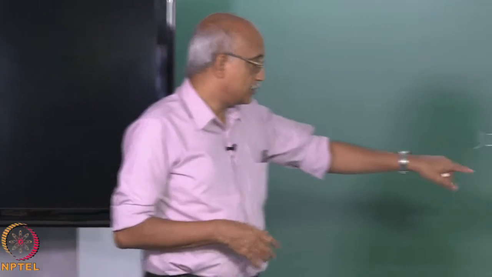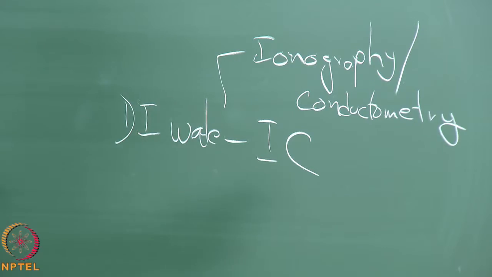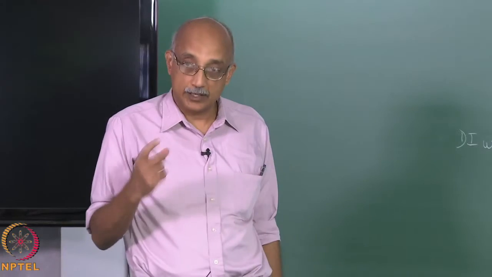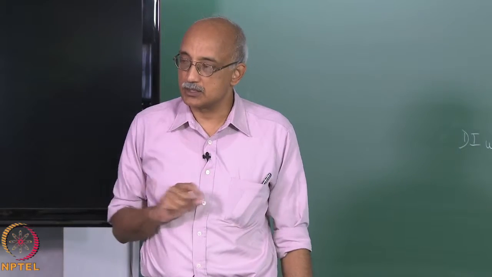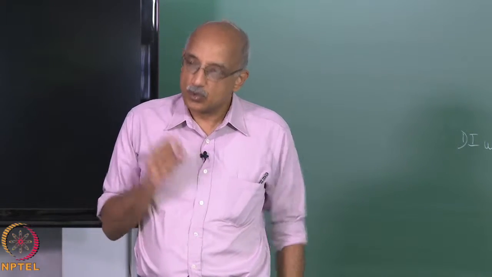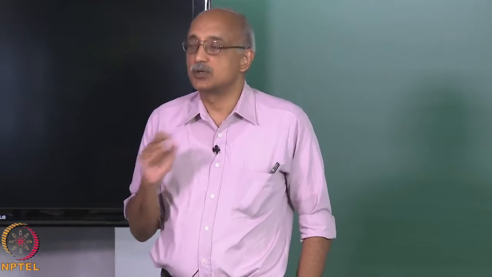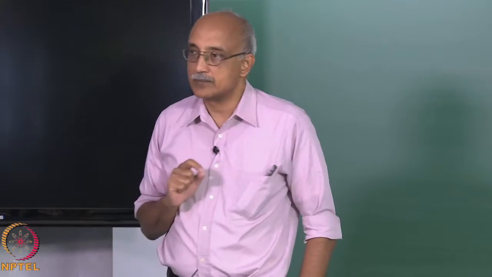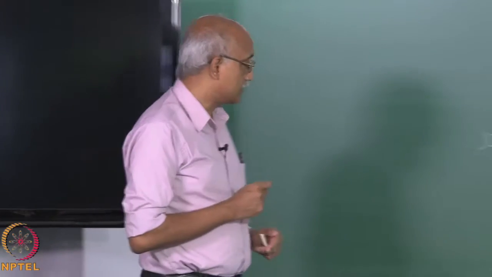So just like these two techniques, this technique of either ionography slash conductometry to get total ionics, or ion chromatography to get the speciation, is more suited for measuring trace impurities that are present in the CVD film rather than the CVD film itself.